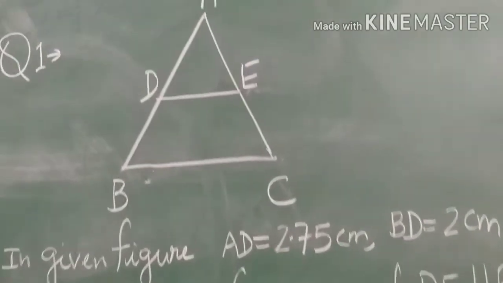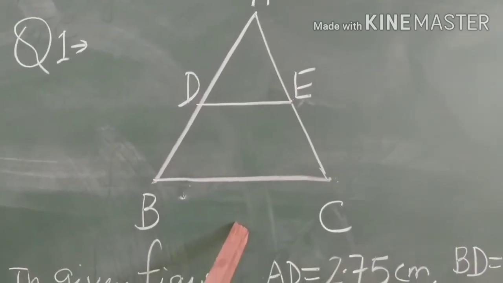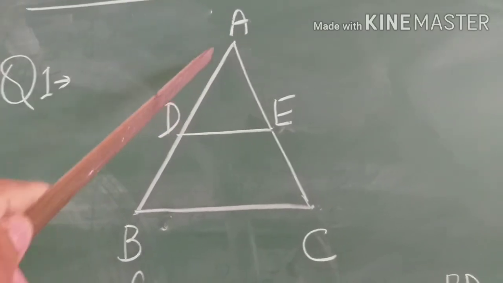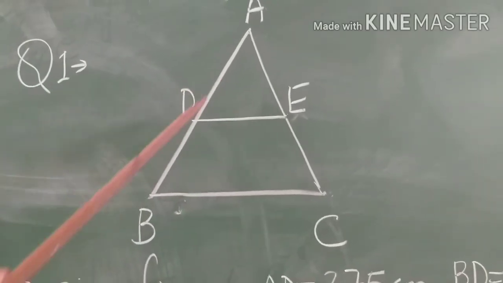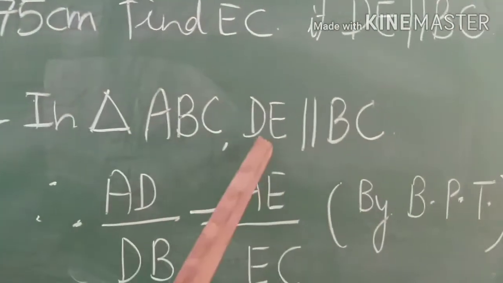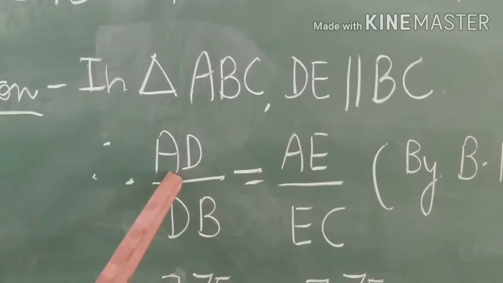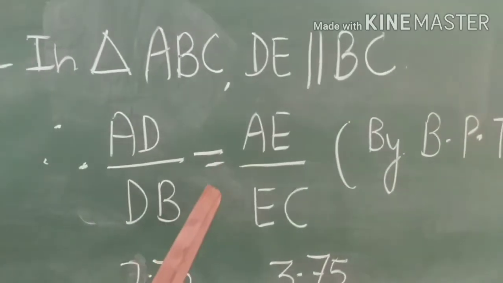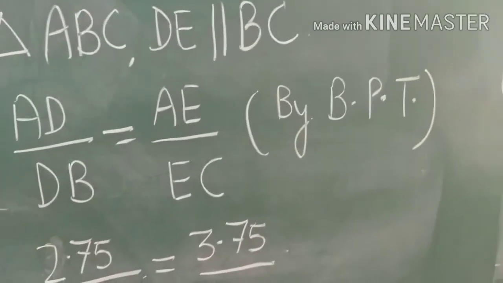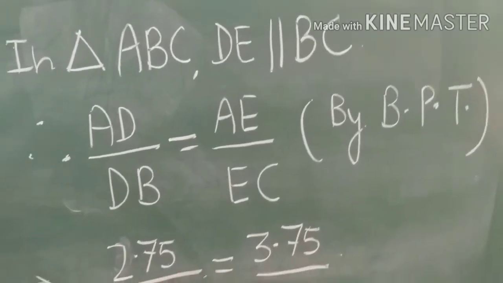So students, you can see in the figure DE is parallel to BC. It is given to us. So we can use Thales theorem. AD upon DB equals AE upon EC. So in triangle ABC, DE is parallel to BC. Using Thales theorem or BPT, you can say AD upon DB equals AE upon EC. In bracket, we can mention by BPT, basic proportionality theorem.